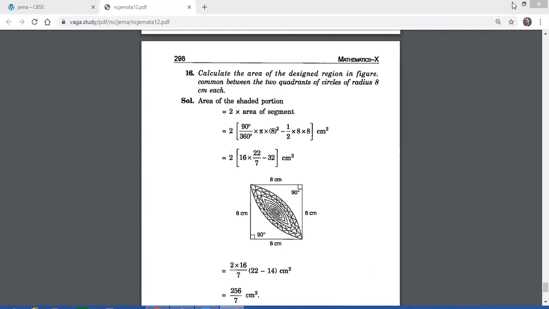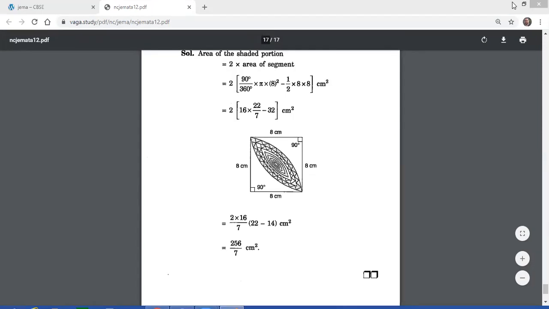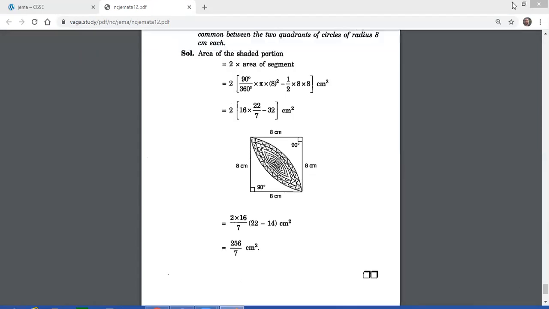And when we solve this, you will get the area of one segment, and then you have to multiply it by 2. So when you multiply by 2 and solve, the final answer you will get is 256 by 7. This will be our final answer. So the required area can be found by finding the area of one segment and multiplying by 2.